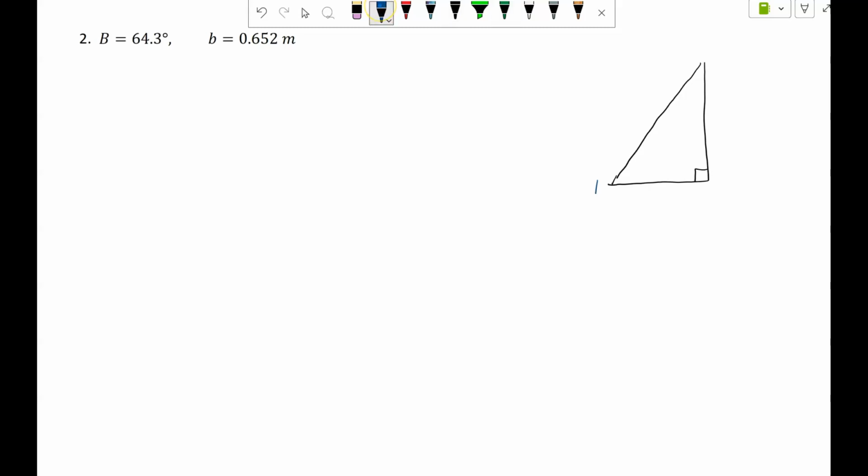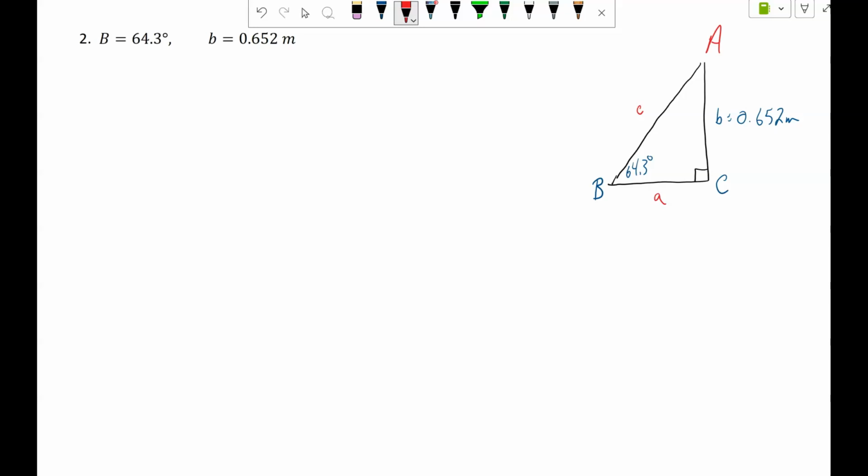All right, so I'm going to call this one B. B is given at 64.3 degrees. We also know C is a 90. Side B is 0.652 meters. Side B must be opposite angle B, so B is 0.652 meters. That means that angle A is an unknown, side C is an unknown, and side A is an unknown. So we cannot use the Pythagorean theorem yet to find an unknown side because we only have one side.